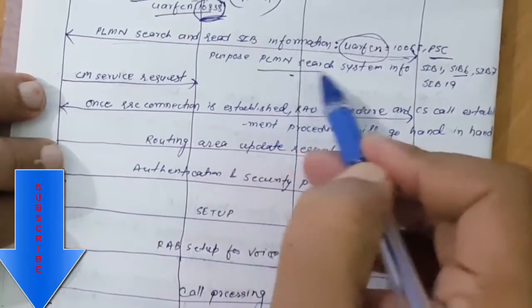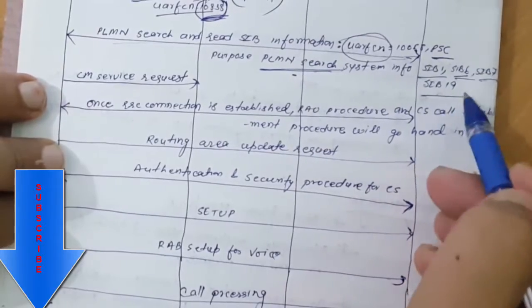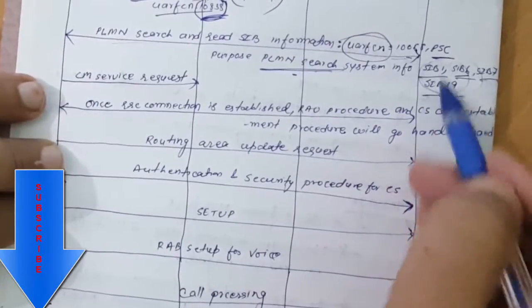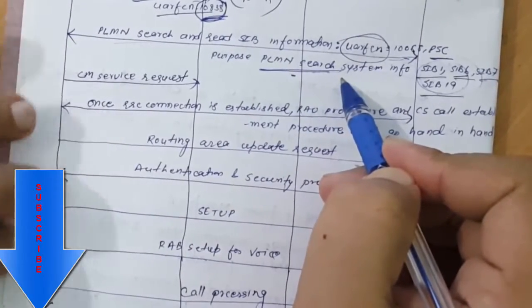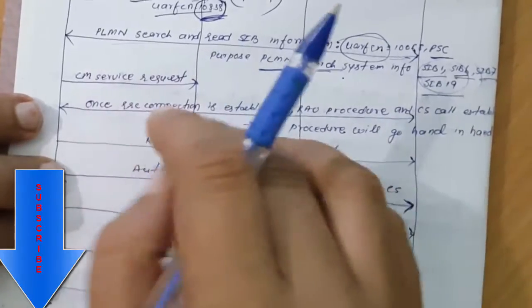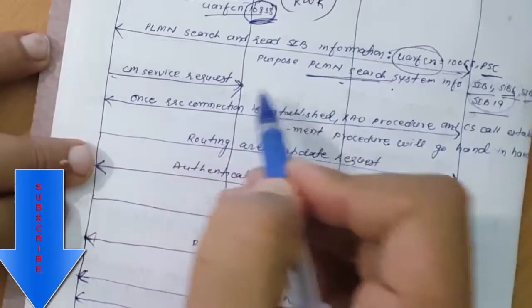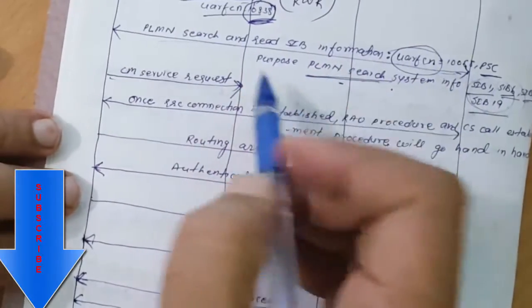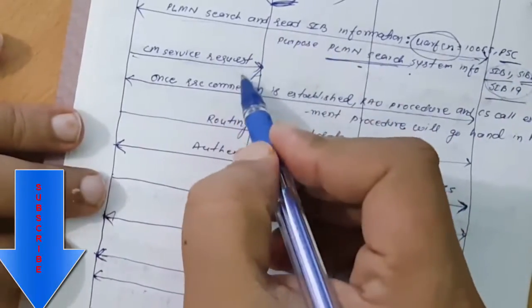After the PLMN search, it reads SIB1, SIB6, SIB20, SIB19. All this SIB information is read in the UMTS network. After reading this information, the UE sends the service request message to attach to the UMTS network, and it sends the service request message for the CS call.